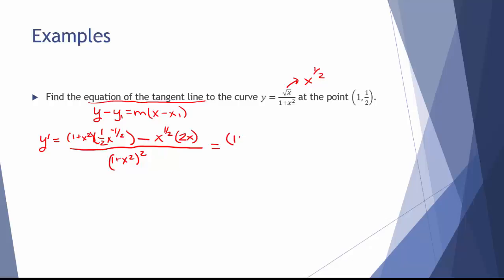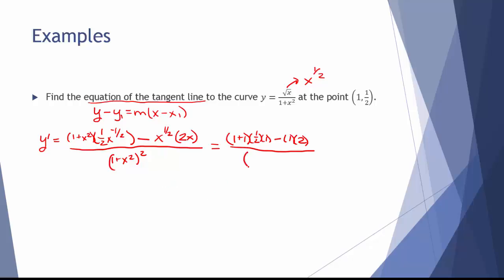So I get 1 plus 1 squared, which is 1, times 1/2 times 1 raised to the negative 1/2. Well, that's just 1. Minus 1 to the 1/2 is 1 again, times 2 times 1 for 2. Aren't we glad they gave us 1? If they had given us any other number, this would be a lot uglier of a problem.